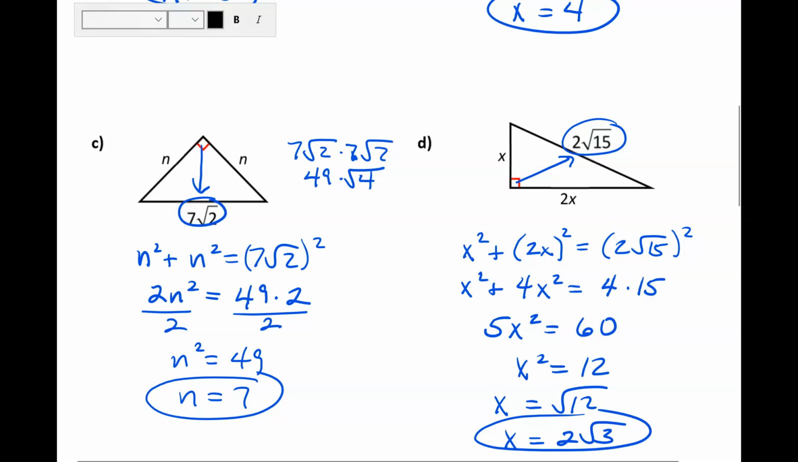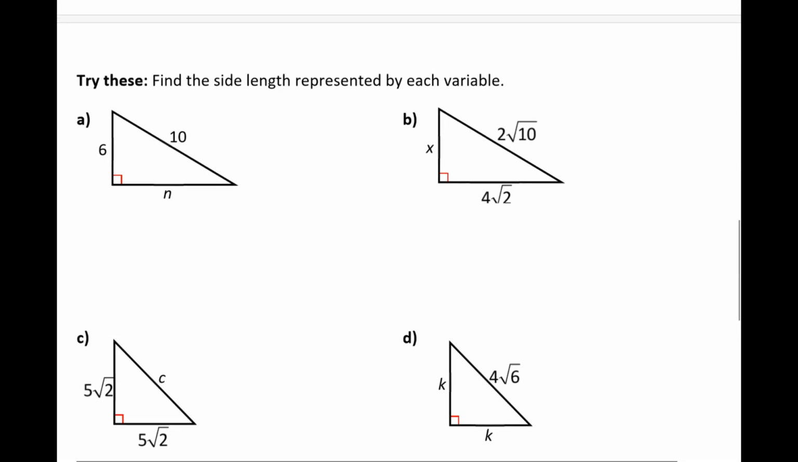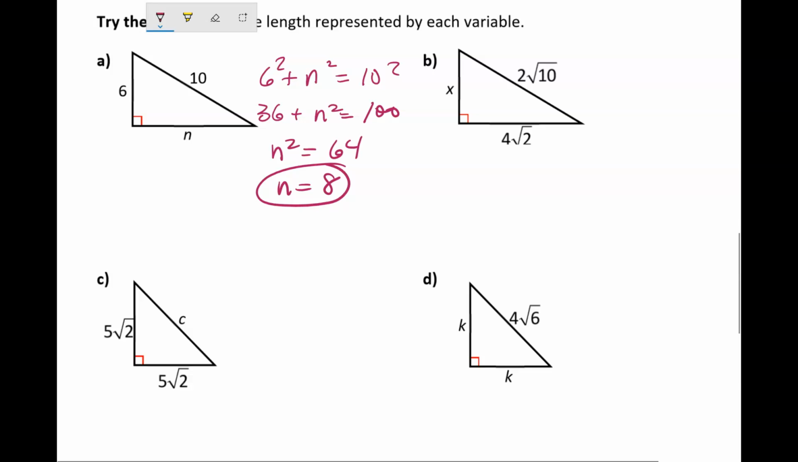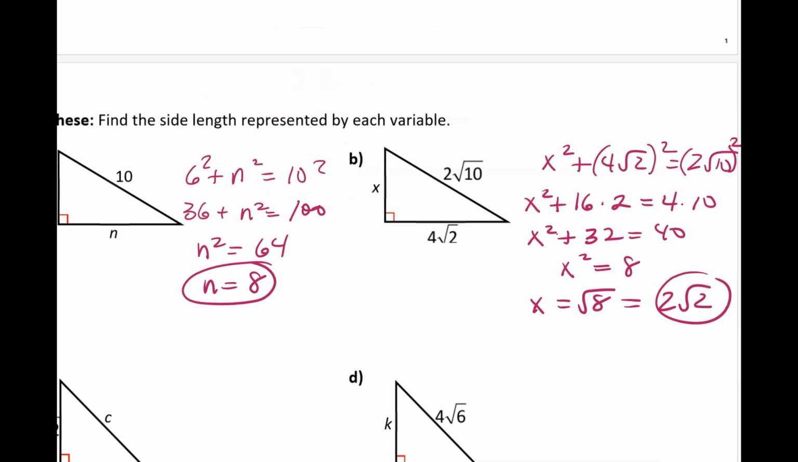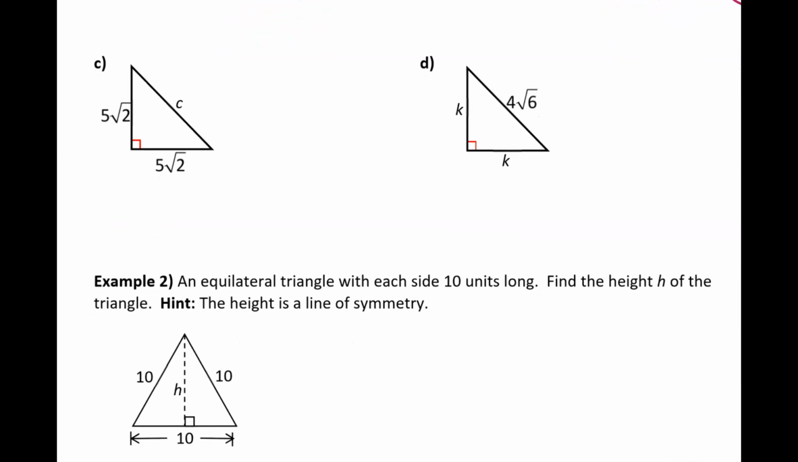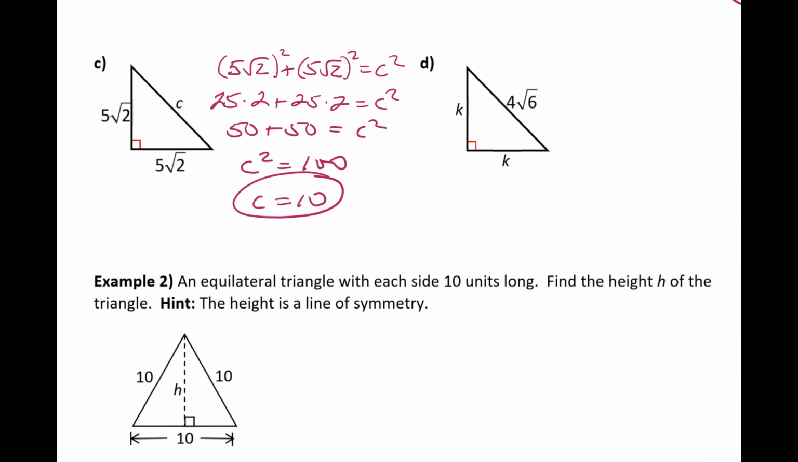All right, now it will be your turn to try A on your own. Pause the video to try this one. Solution to this one is 8. Now try B. The solution to B should be 2 root 2. Now try C. All right, this one should have been 10. Now try D.